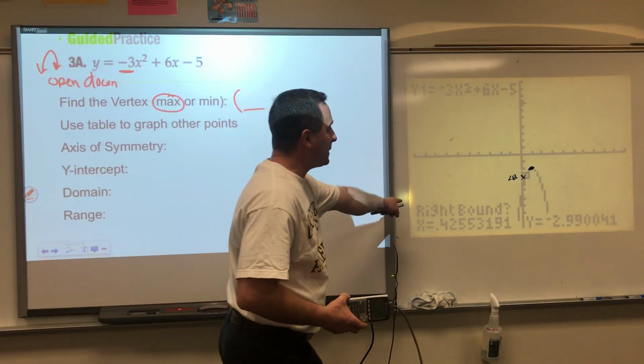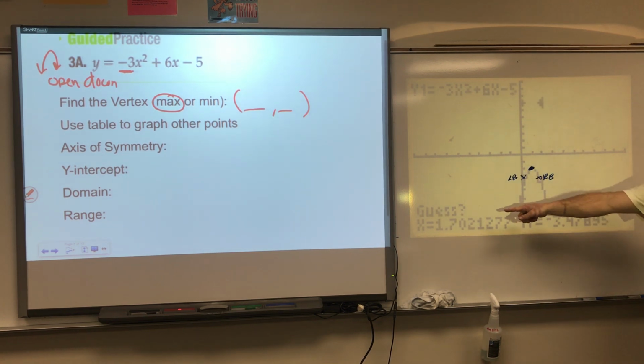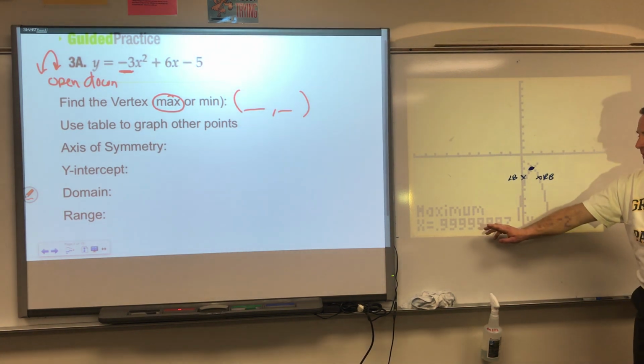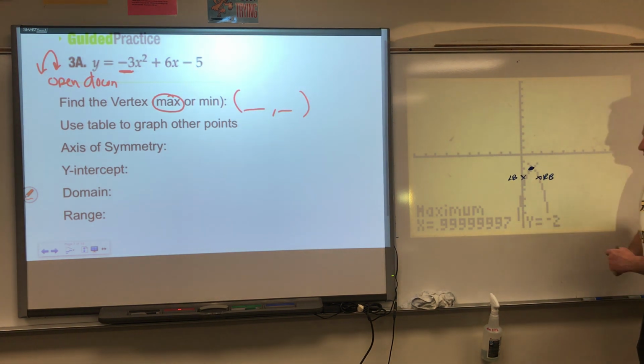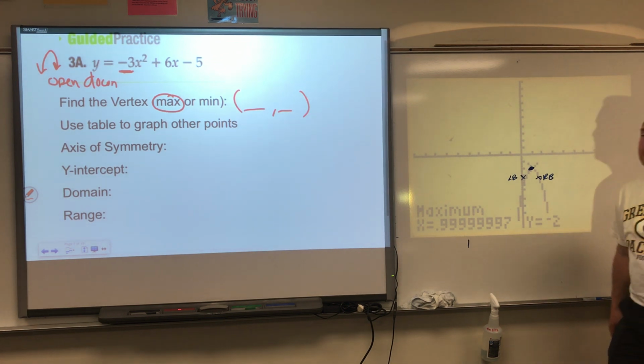It's then asking me for a right bound. For the right bound, I have to go up and over the hump and be on the right-hand side of the vertex. So I'm going to use my right arrow, go up and over, a couple clicks, and press enter. Guess means I can move that cursor right back to where I think that high point is and press enter. And look at this, 0.9999999. With all those nines, that's pretty darn close to 1, isn't it? Some of your calculators are going to say exactly 1. But when it's all 9s like that, we're going to round it up to 1. So my vertex is at (1, -2).